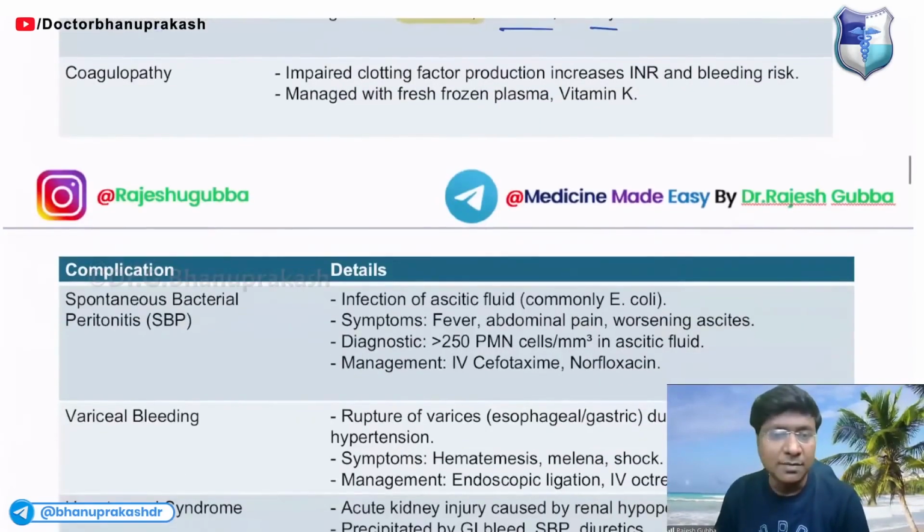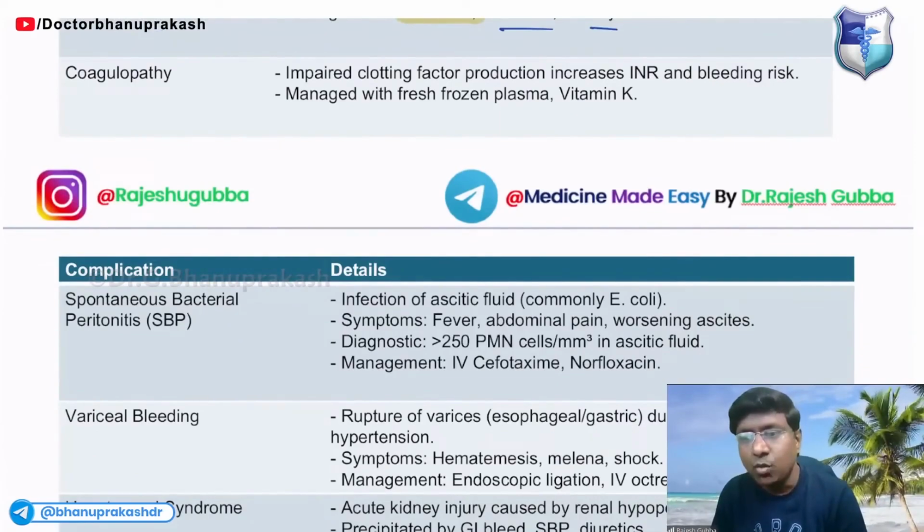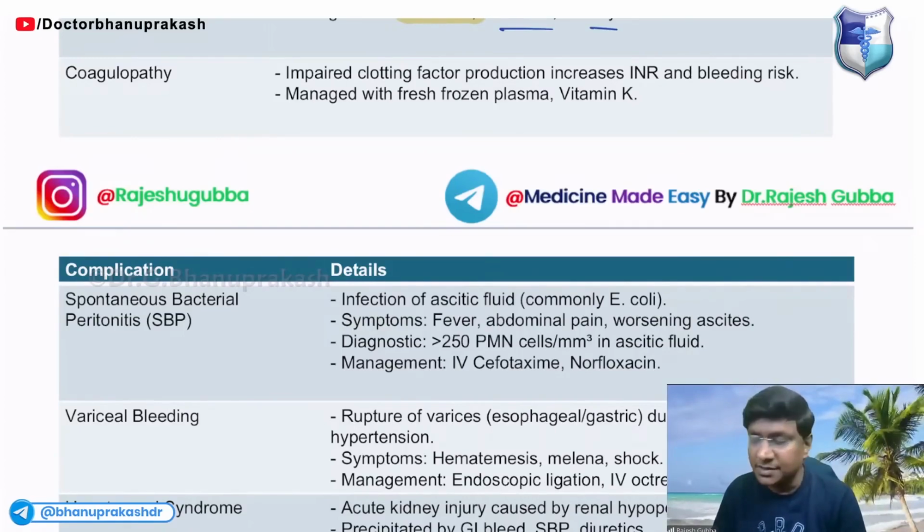The next important abnormality will be coagulopathy, right? What is this coagulopathy due to? That is mainly because of defective coagulation factor synthesis by the cirrhotic liver. What should you give as a treatment? The preferable treatment is fresh frozen plasma rather than vitamin K. How can you tell that the individual has developed coagulopathy? That is by doing the INR. So INR will be elevated in these patients, right?